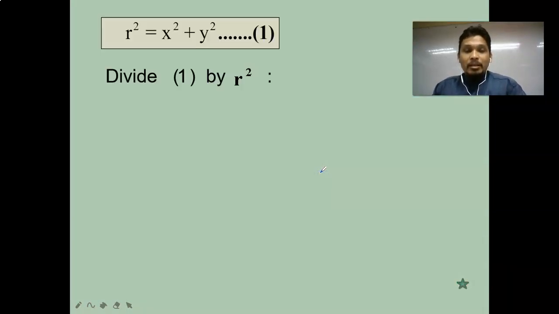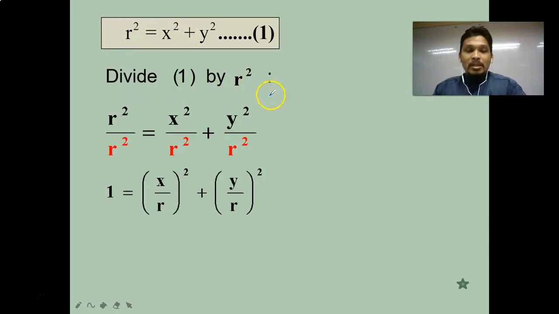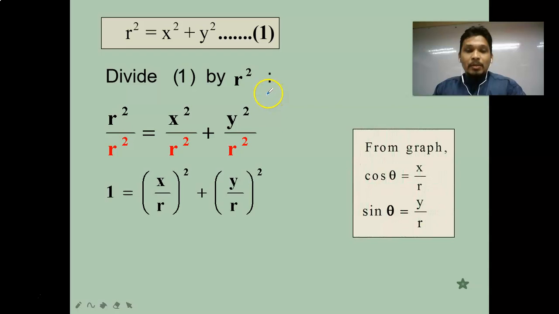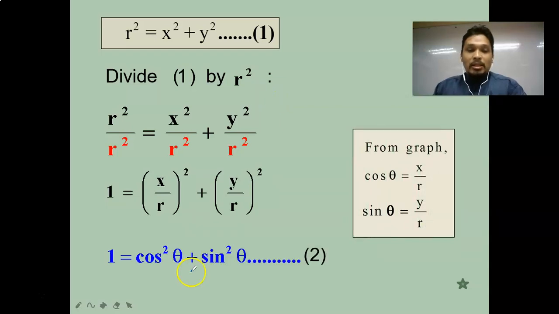So then, for the equation r squared equals x squared plus y squared, divide by r squared. Then from the graph of cos theta and sin theta, it gives you cos squared plus sin squared equals 1. Okay, this is the first trigonometric identity: sin squared plus cos squared equals 1.